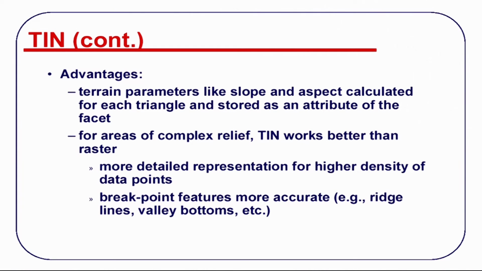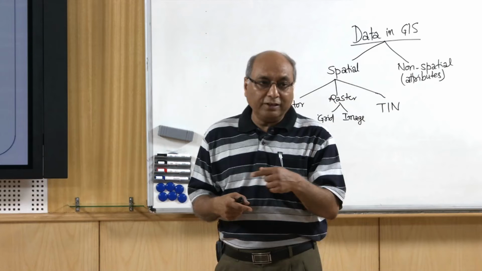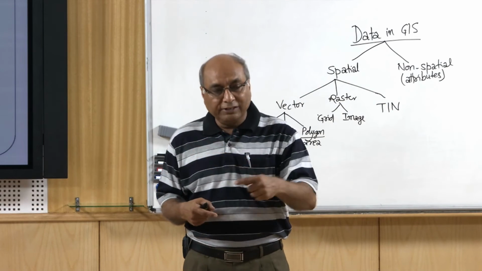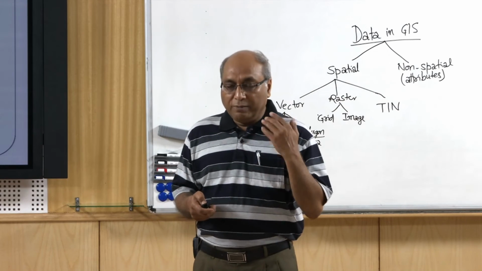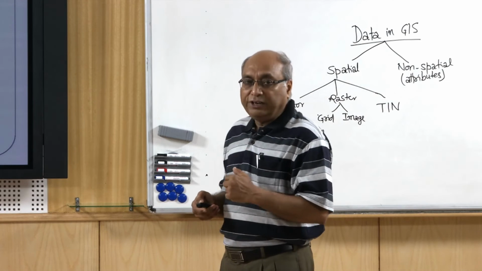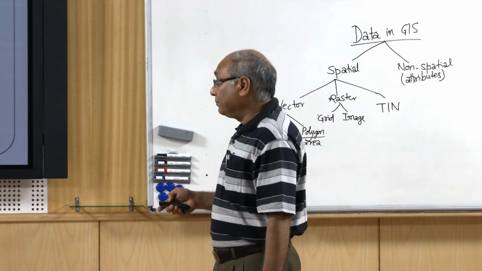That means sometimes you have ridges or valleys, which are sharp elevation change features, and these can be represented in a much better fashion using the TIN data model rather than raster.